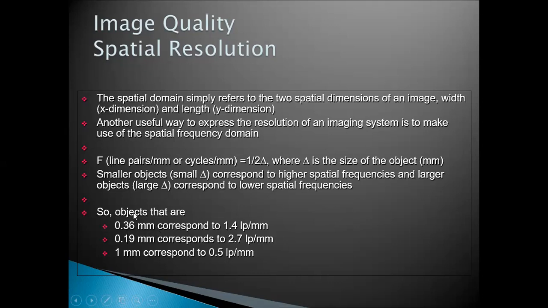We look at an object that is 0.36 millimeter; it corresponds to 1 over 2 times 0.36. At the end of the day, you're going to have about 1.4 line pairs per millimeter. This one is smaller, so it requires a bigger spatial frequency, a bigger line pairs per millimeter, for it to be accurately determined.